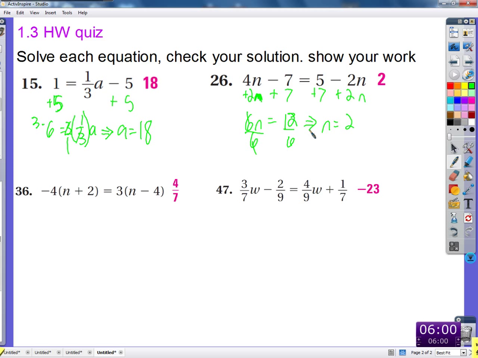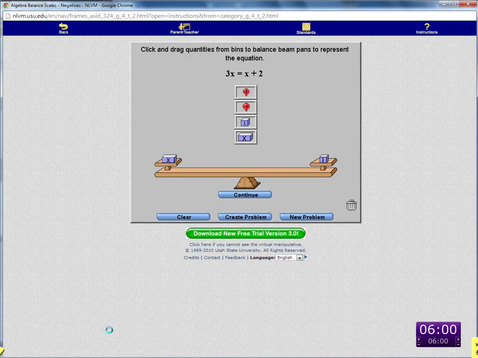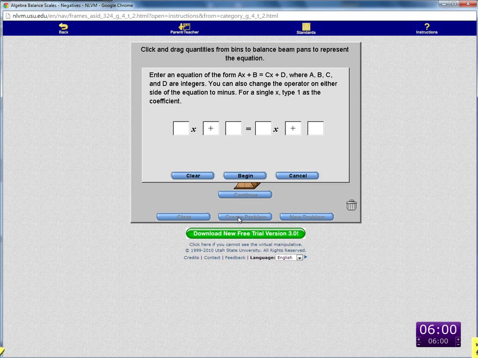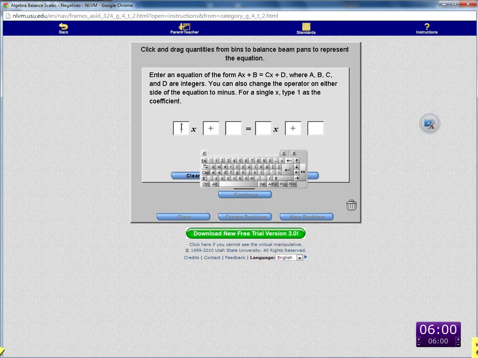Okay. I didn't get to show this to you guys, so it was 4 plus 7 equals, what is it, negative, was it 2n, 2x, plus what? 5? What was it, minus 7? Don't help me all at once. I'll get it. Is that right?